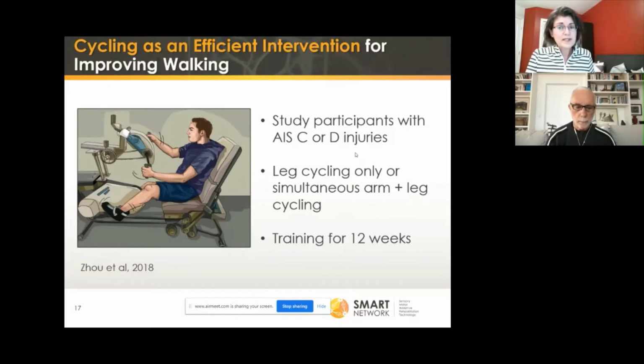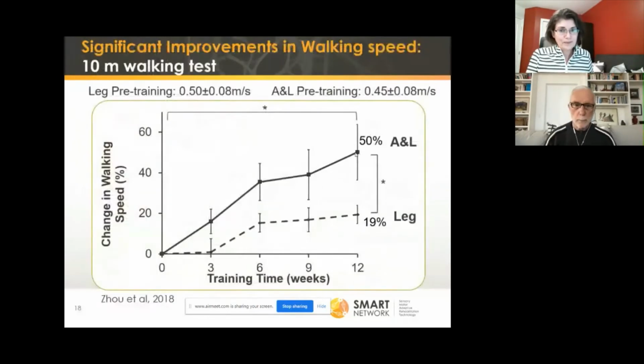One group of participants cycled with their legs only, and one group cycled with their arms and legs simultaneously. And training for both groups was 12 weeks long. The primary outcome we looked at was walking speed, which is what you see over here. For this, we used the validated 10-meter walking test. And as many of you would know, in this test, the person is asked to walk in a straight line for 10 meters. They're instructed to walk as fast as they are comfortable to, and the time it takes them to cover the distance is measured.